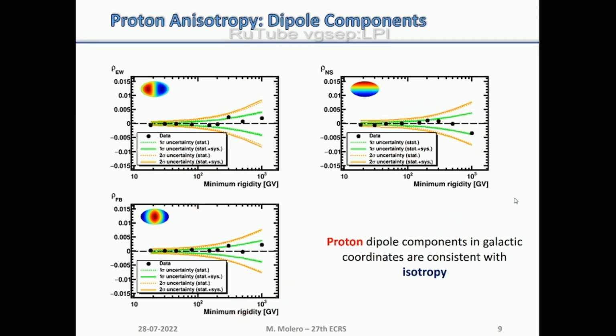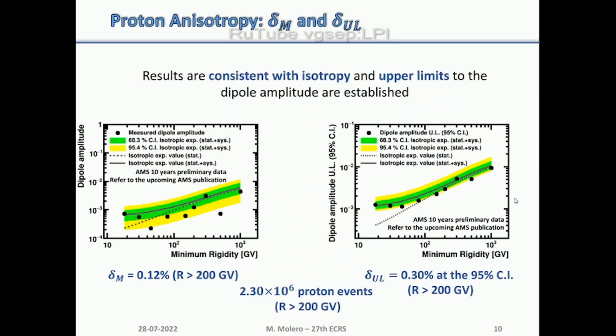with isotropy. What I show here are the dipole amplitudes, where the black dots are the data points. The green and yellow bands correspond to the 1 and 2 sigma bands. The dashed line corresponds to the isotropic expectation value if you just take into account the statistical uncertainties, and the solid line if you take into account statistical plus systematic uncertainties.